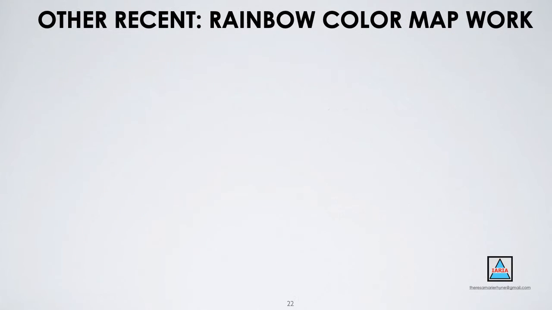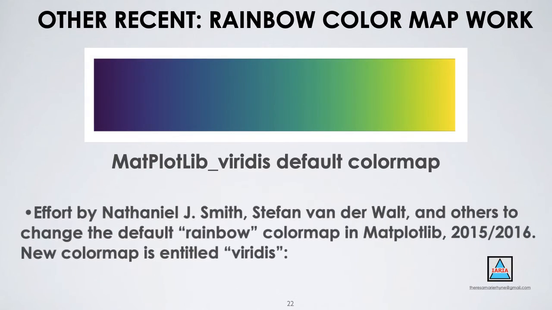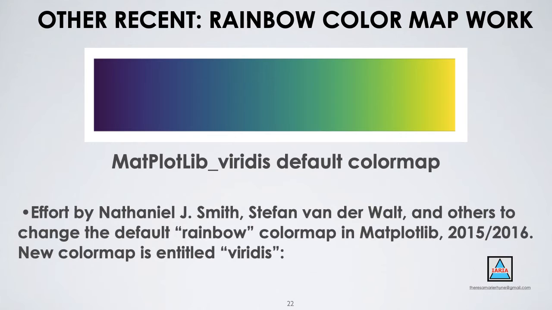Other recent work after their paper came out is in Matplotlib, where they changed the color map. Rather than using the Newtonian color map, they decided to use a Viridis color map. And you'll see this used more often today as the default color map rather than the Newtonian one.